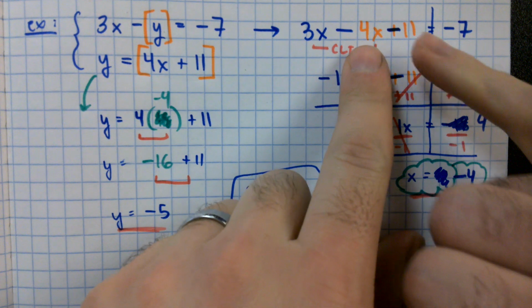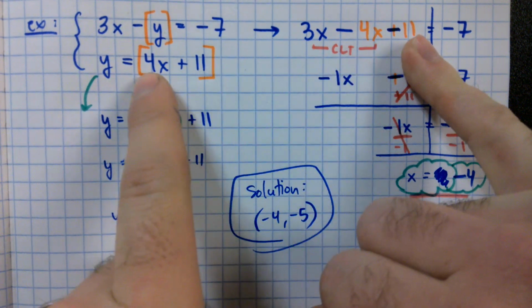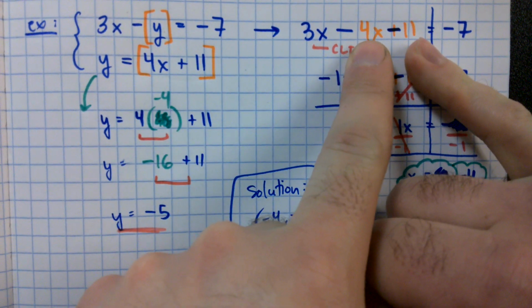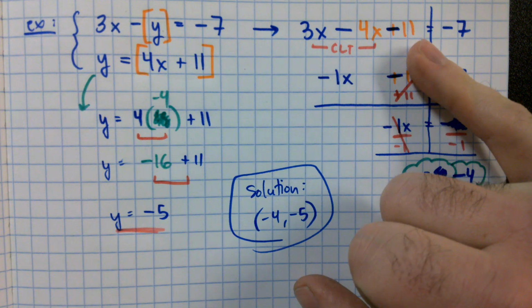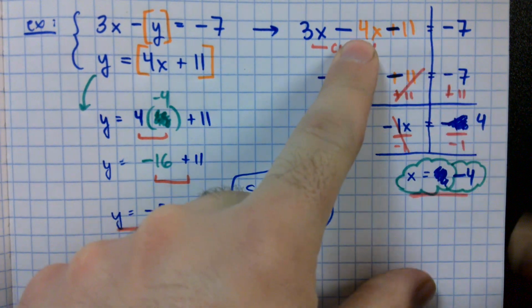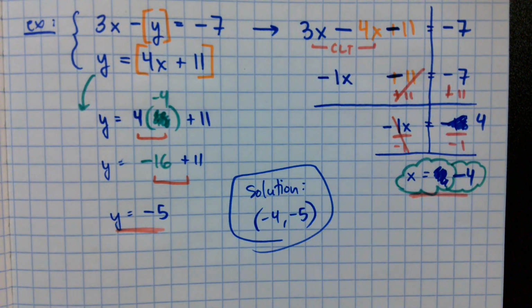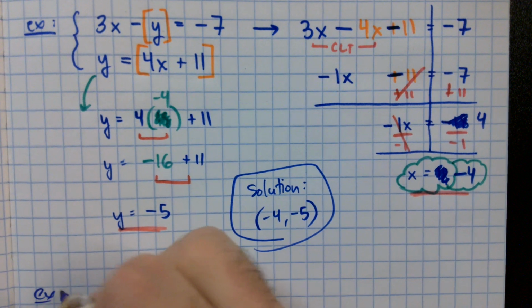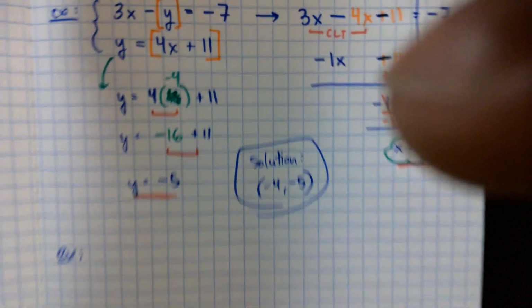And you know what? If I had put parentheses around this expression when I plugged it in, we probably would have remembered to distribute, which is why it's really important to make sure you're putting your parentheses there, because you'll make a mistake. Let's do another example where we don't make a mistake.